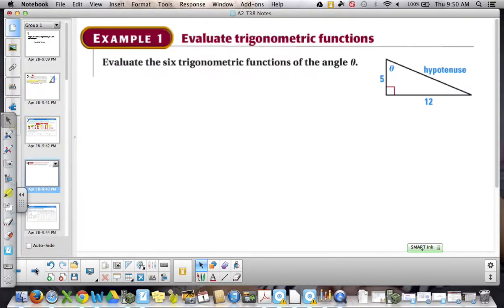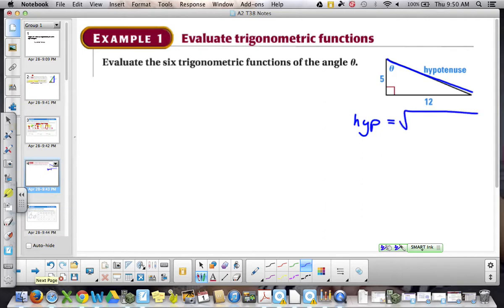All right, so let's look at an example of evaluating 6 trig functions for an angle. So in my right triangle here I have the 2 legs of 5 and 12. I don't know the hypotenuse. So to find the hypotenuse when you know the 2 legs, this is why we reviewed the Pythagorean theorem. So finding that hypotenuse, we are going to take the square root of 5 squared plus 12 squared, which would equal 169, so the square root of that is 13. So the hypotenuse here is 13.